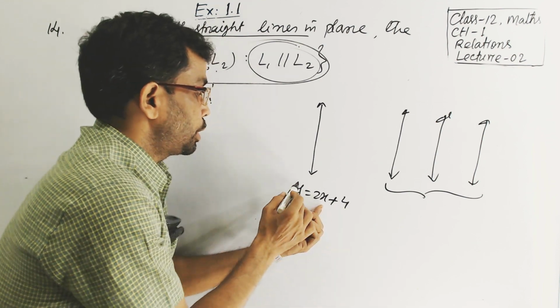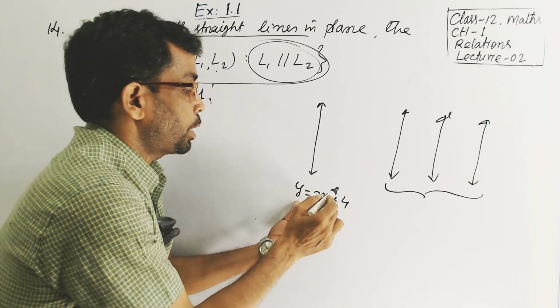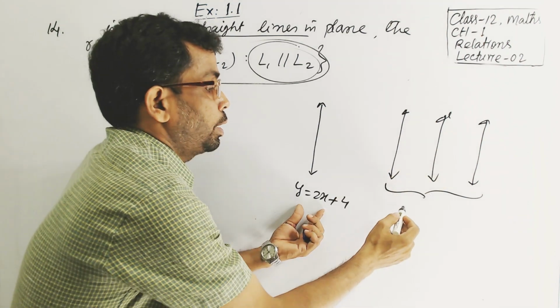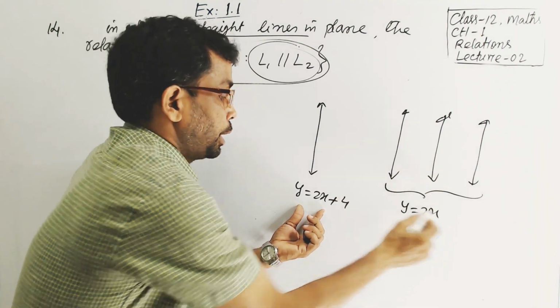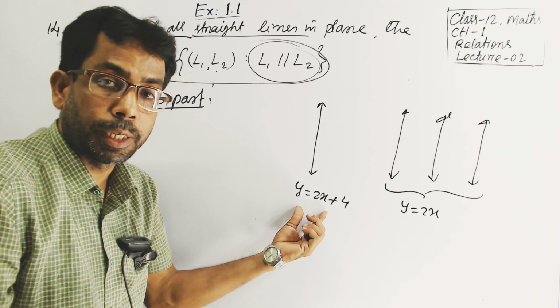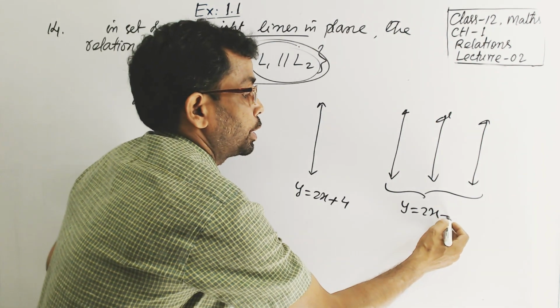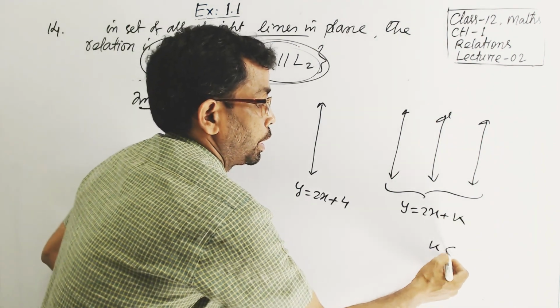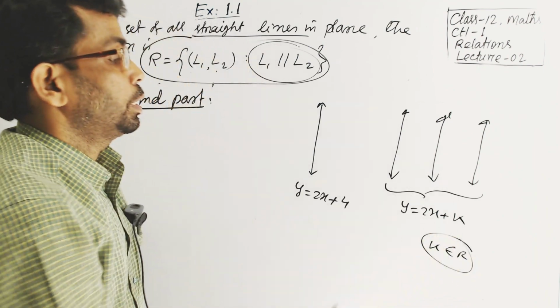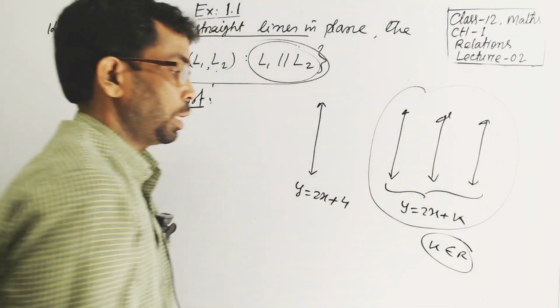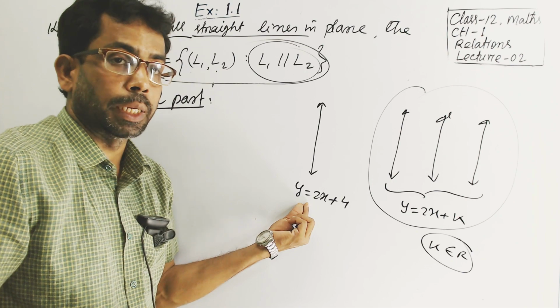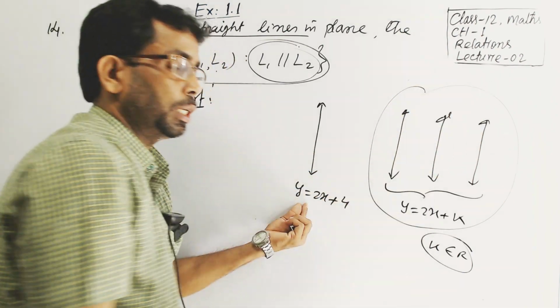So this straight line is represented by y equal to 2x plus 4. All the parallel lines will have equations in which the x and y terms will be exactly the same, and the only difference will be in the constant term, some constant k, where k belongs to any real number. This will give the set of all those straight lines which are related to this line, that means all the straight lines which are parallel to this line.